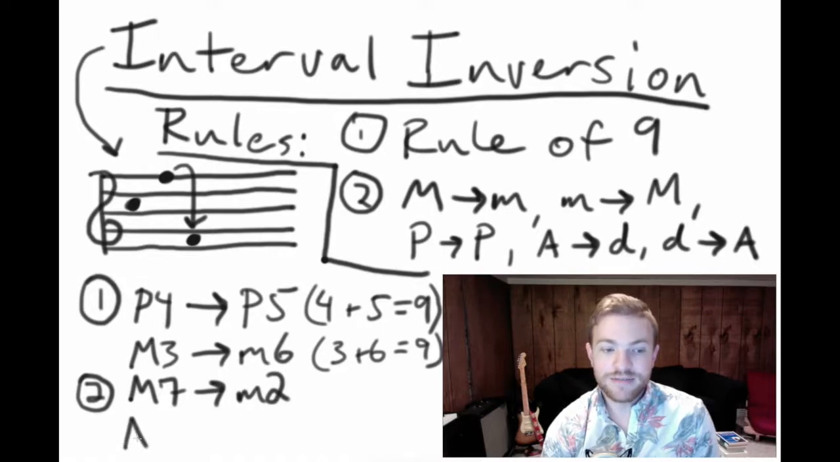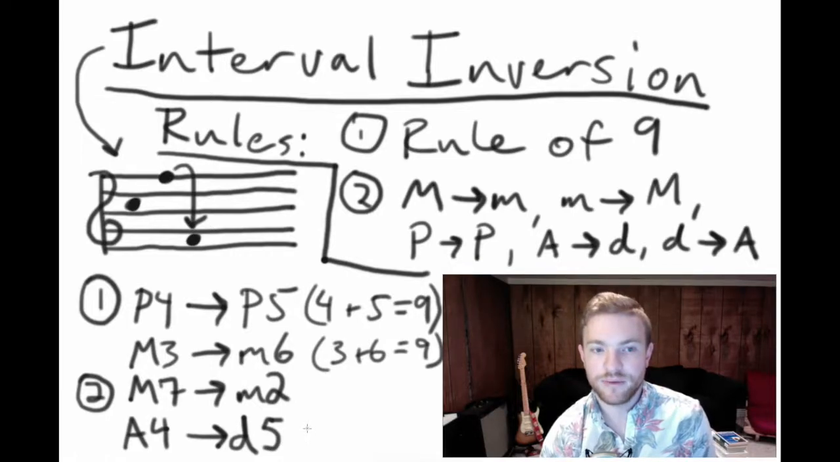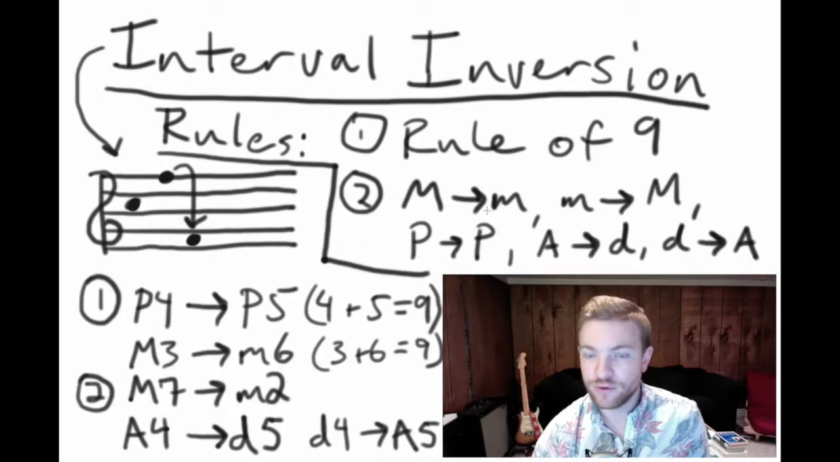So let's do another example. An augmented fourth, when inverted, becomes, well, our rule of 9 would dictate that it's going to be some kind of fifth, because 4 plus 5 equals 9. And our second rule dictates that augmented intervals become diminished intervals. So an augmented fourth, when inverted, becomes a diminished fifth, okay? And in a similar way, a diminished fourth becomes an augmented fifth when you invert it, okay? So those are the basic rules of interval inversion.